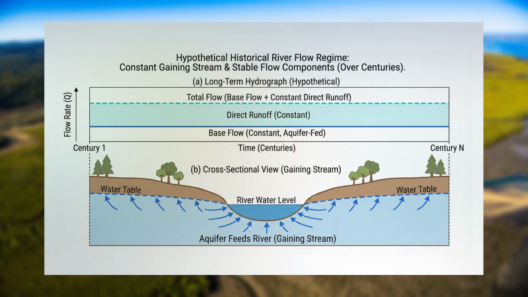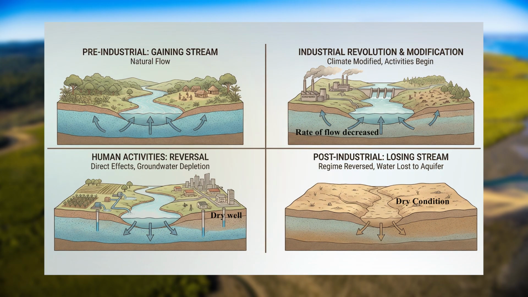Over centuries, the rivers were flowing naturally as gaining streams without showing any variability in direct runoff and base flow components. However, after the industrial revolution, the climate has been modified and many human activities have directly affected the water resources. Due to this, many rivers have reversed the hydrodynamic regimes and become losing streams, that is, rivers lose water to the aquifers. For example, the Indus river system is facing a critical hydrological shift.